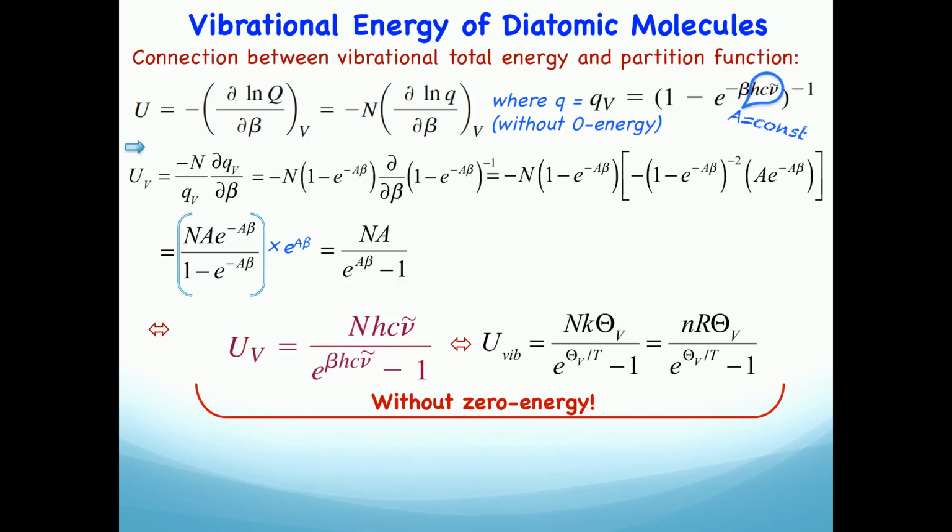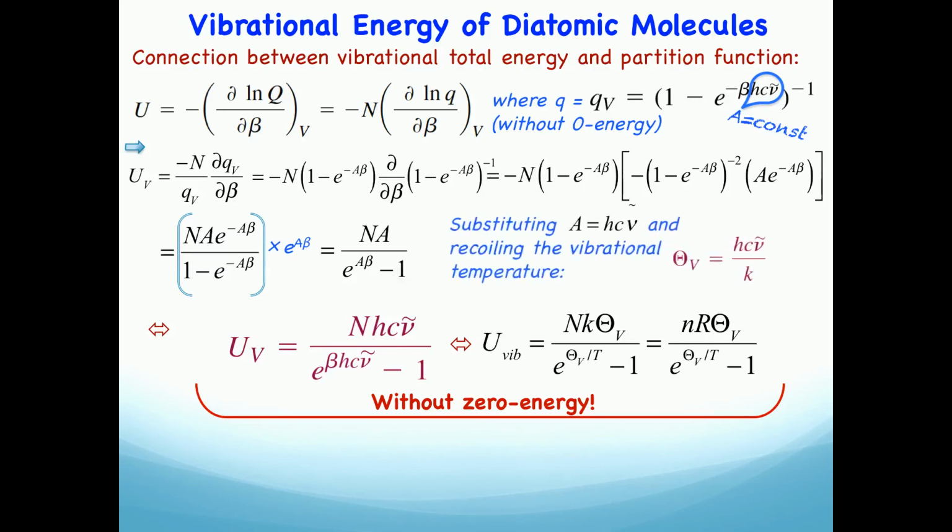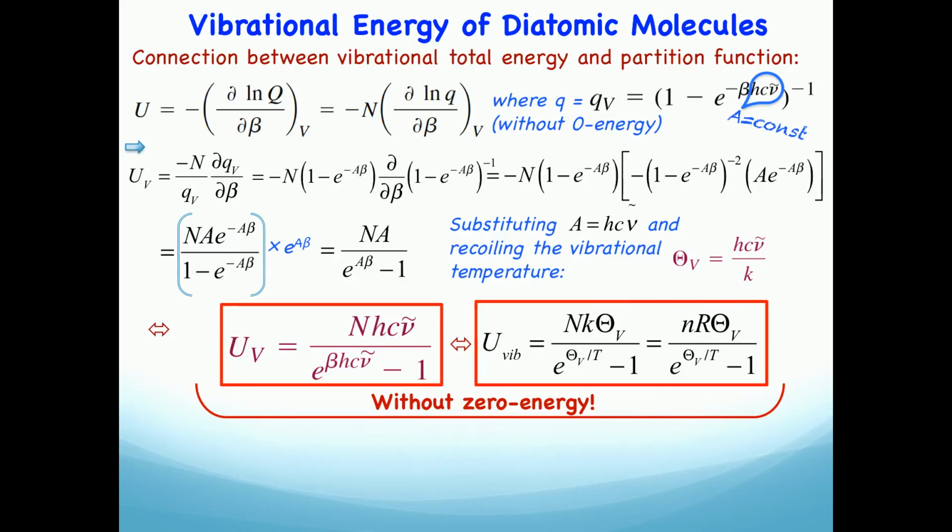But in books, and I don't think it's much harder than this, in books they prefer this form rather than that. And again, to get this, you just need to multiply top and bottom by the exponent with the same power but with a positive sign. So here would be the final formula for the vibrational energy.